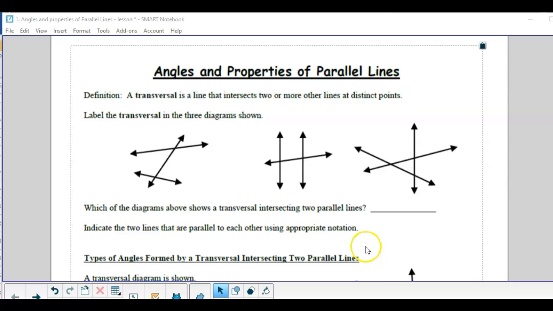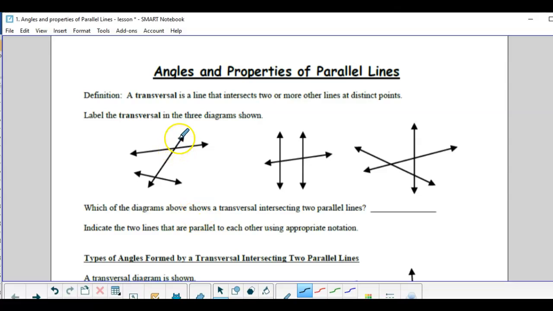Definition: a transversal is a line that intersects two or more other lines at distinct points. Label the transversal in the three diagrams shown. So one line has to intersect two others. In this case, I'm just going to get my pen going here. This is the transversal here, actually.